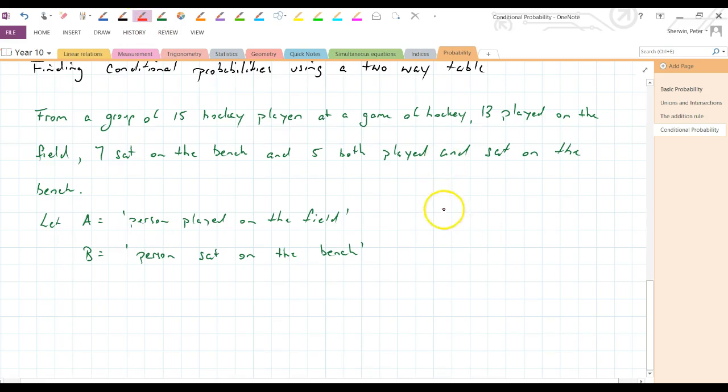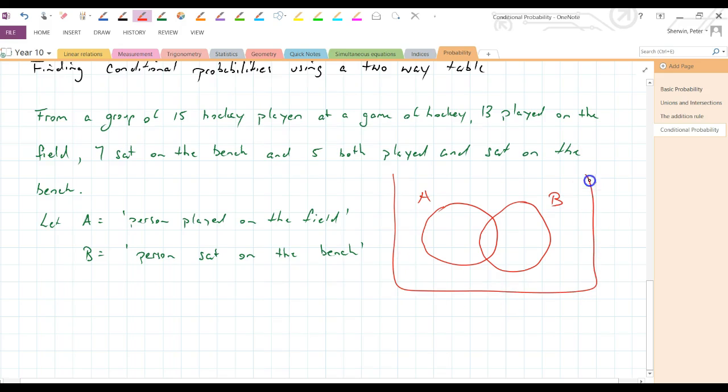What I'm going to do here is put this in a Venn diagram first, and then have a look at how it looks in a two-way table. So it's in a Venn diagram. This is how to do our Venn diagrams.